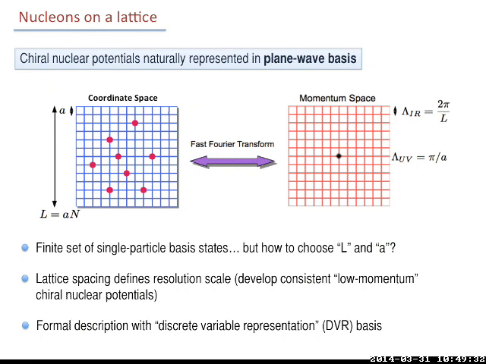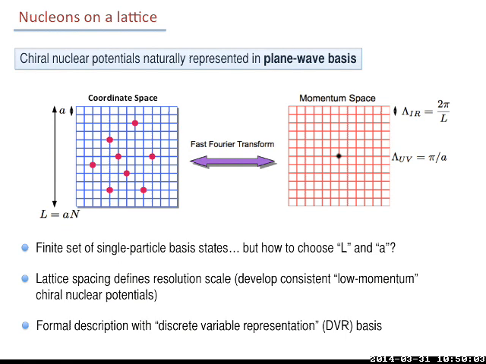So then correspondingly in momentum space, you have a similar set of grid points where now the infrared and the ultraviolet cutoffs are associated with, say, the total box size in coordinate space, as well as the lattice spacing in the case of the UV cutoff. So this would be nice. If you do your calculations in a plane wave basis, it should be easier to evaluate these higher body forces. And this gives you a finite set of single particle states to work with.